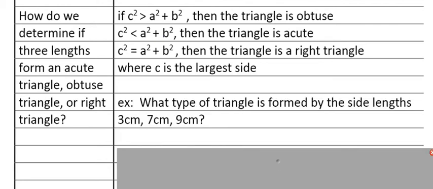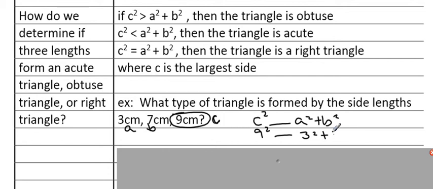So our first example: what type of triangle is formed by the side lengths 3 centimeters, 7 centimeters, and 9 centimeters? First thing we have to do is verify that this is a triangle, and 3 plus 7 is 10, which is greater than 9, so yes, this is a triangle. Now we need to label. 9 is the biggest, so that's going to be c, and 7 and 3 will be a and b. So the formula is we compare c squared to a squared plus b squared. So c squared is 9 squared. We'll compare that to a squared plus b squared.